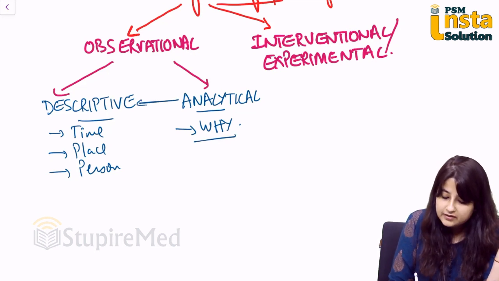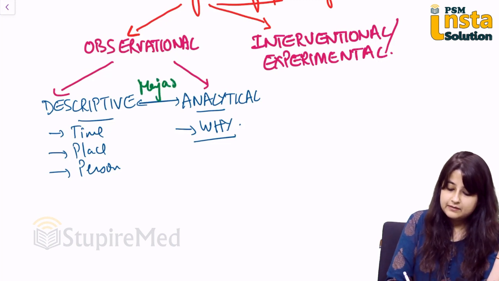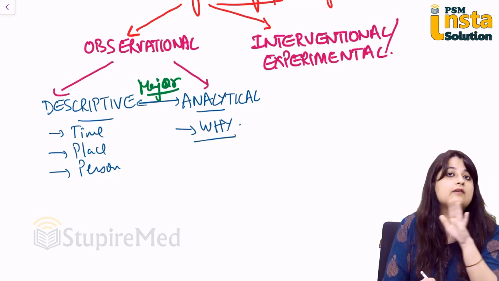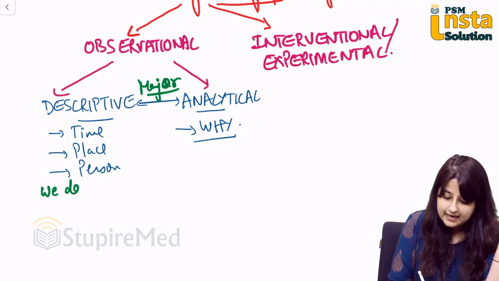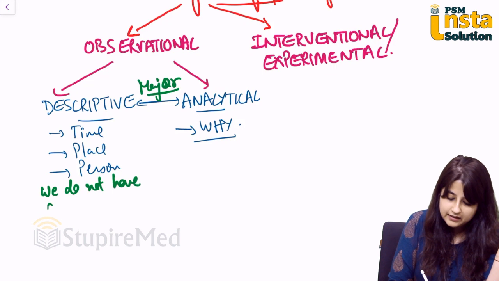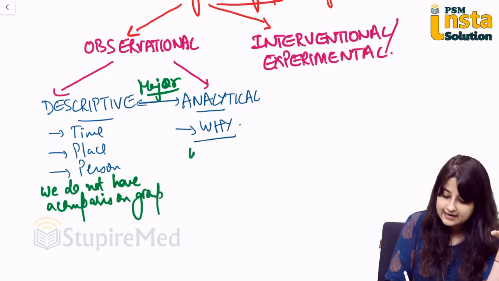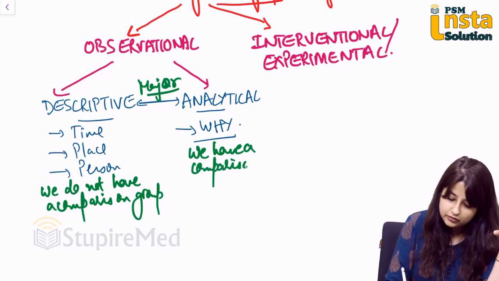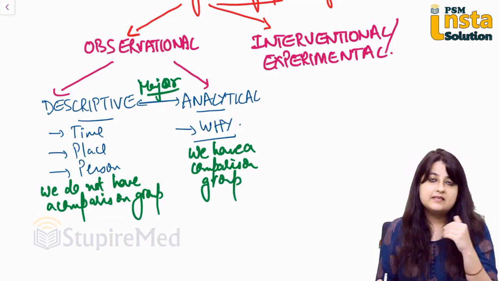Now, what is the major difference? If your examiner asks you what the major difference between a descriptive and analytical study design is, in a descriptive study design we do not have a comparison group. Is it clear to everybody? We do not have a comparison group. In an analytical study design, we have a comparison group. And what is interventional or experimental study design?